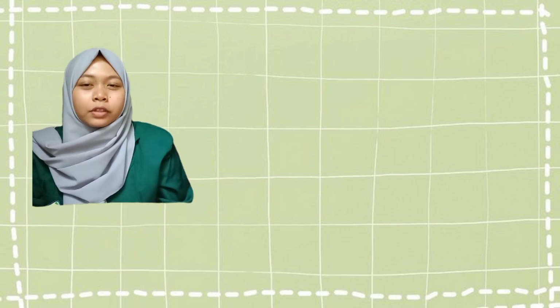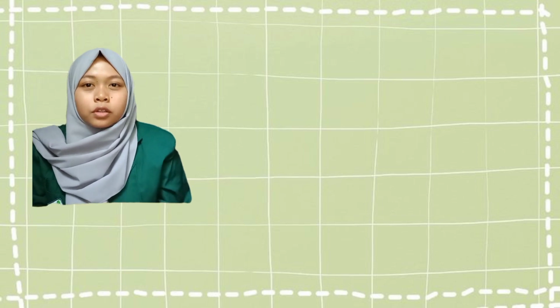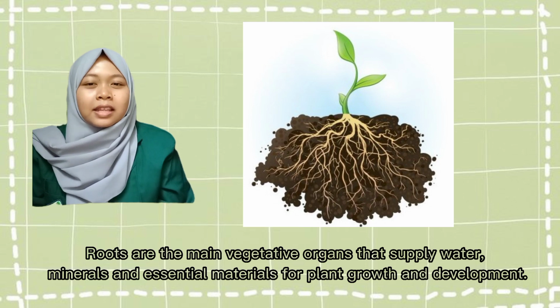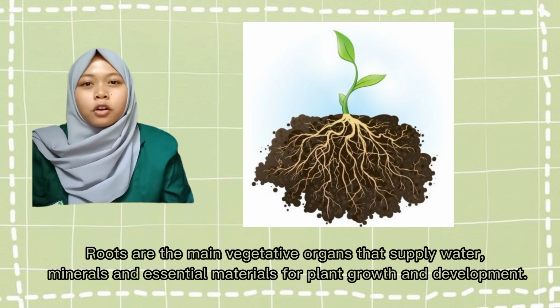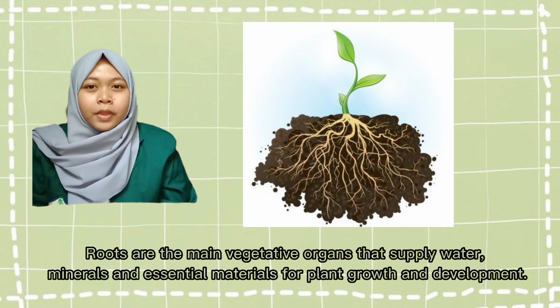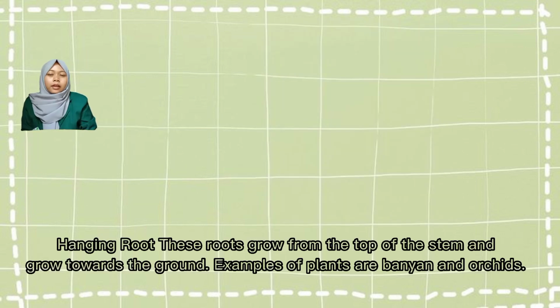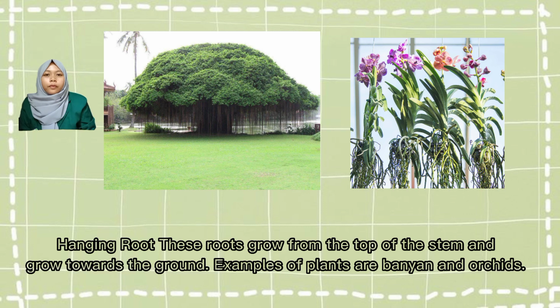The first part of the tree is the root. Roots are the main vegetative organ that supply water, minerals, and essential materials for plant growth and development. There are several types of roots, namely: 1. Hanging root. These roots grow from the top of the stem and grow towards the ground. Examples of the plants are banyan and orchids.